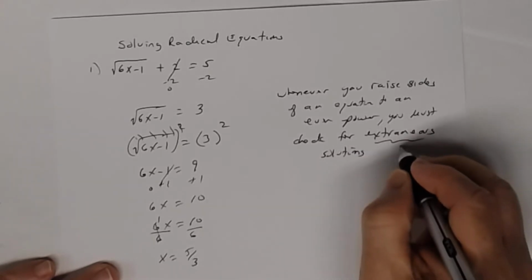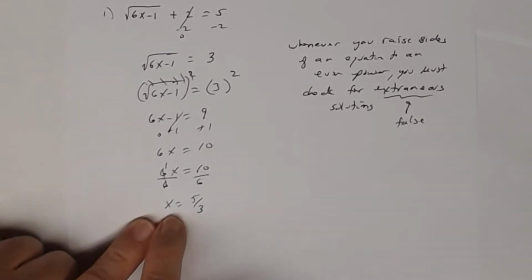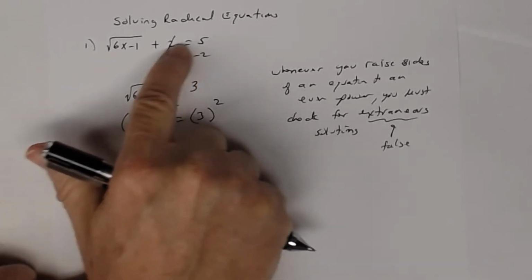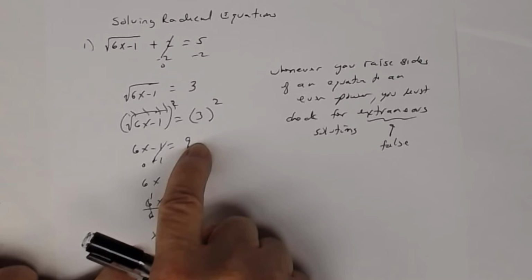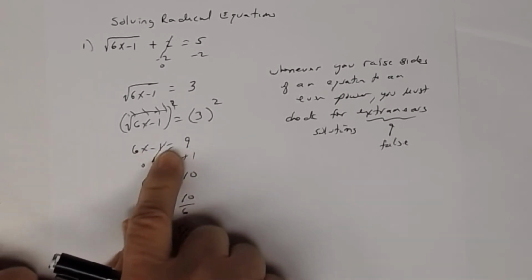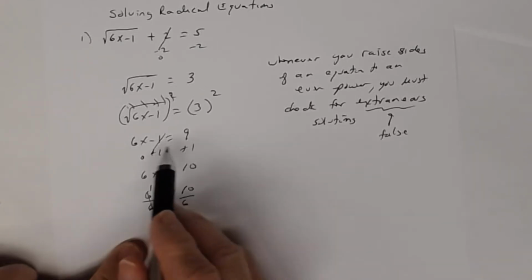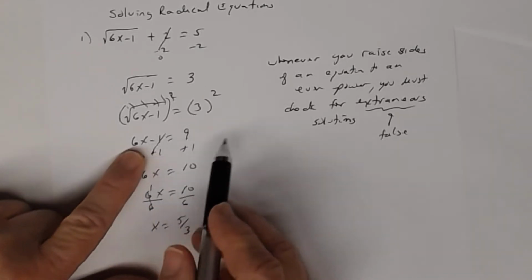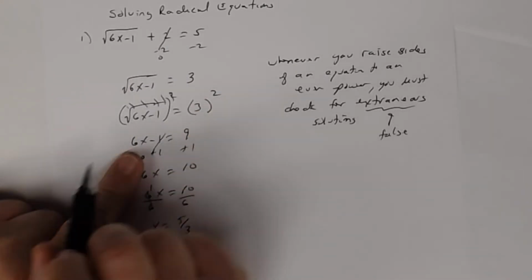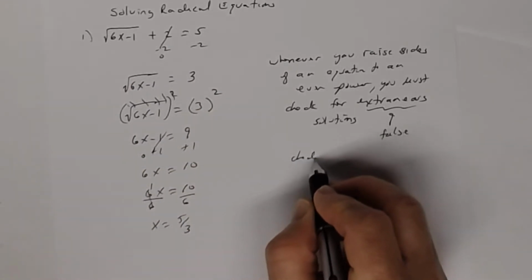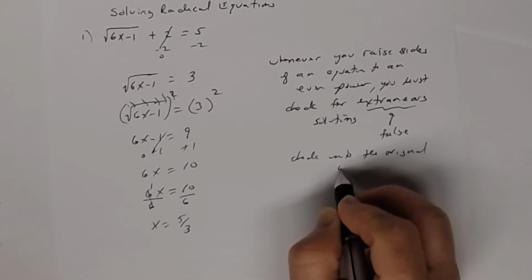So extraneous means the idea of false. So those are false solutions. So basically what that means is this. Obviously a square root equation is not the same as a linear equation, right? But notice this x equals 5/3 is a solution to this linear equation. But the question is, is 5/3 a solution to the original? So you must check in the original equation.